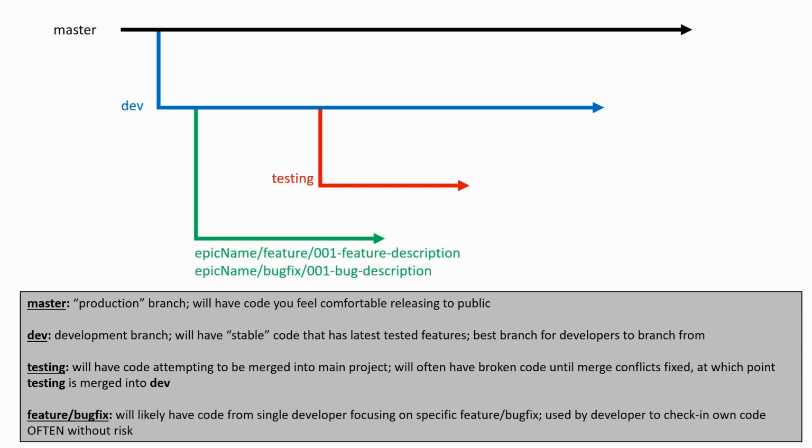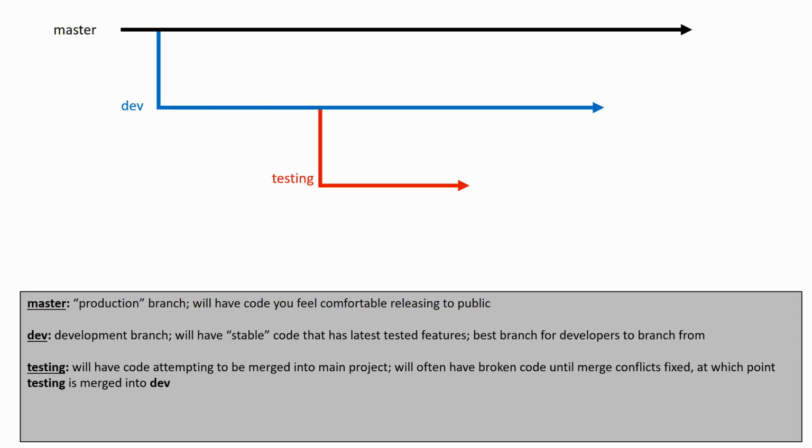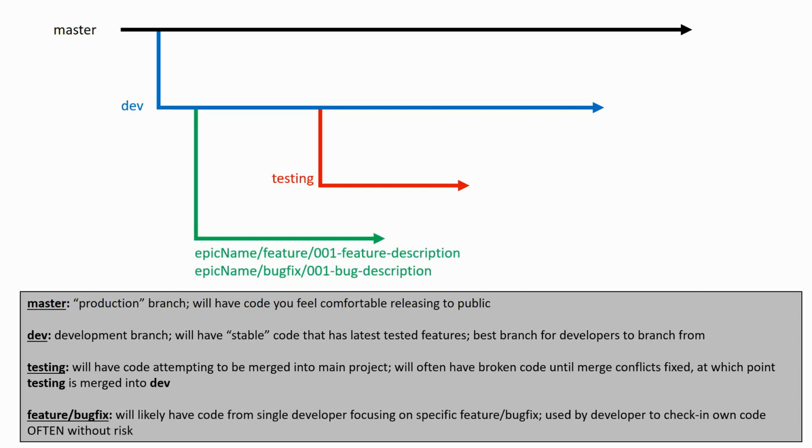Okay, and then finally, these first 3, the black, blue, and red, the master, dev, and testing, are going to be created up front, basically by a team leader or something like that. And then the green branch really represents potentially dozens, maybe even hundreds of branches for small tasks that developers are going to do. So again, this is just a convention, a suggestion.